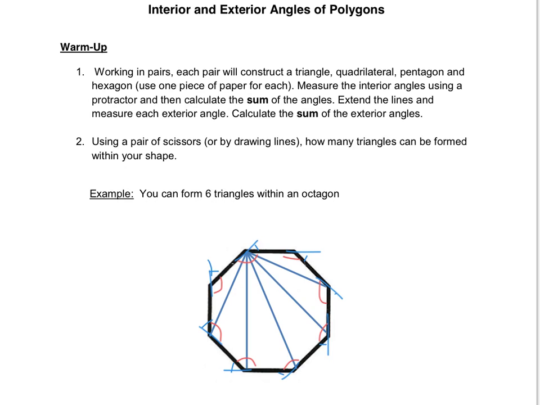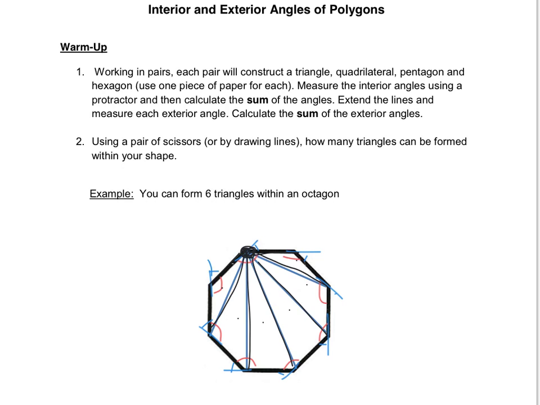And then finally, we broke each of these shapes into how many triangles could be formed within each of these shapes. So this octagon here, you can see that we started at one vertex and went to each of the other vertices to see how many triangles could be formed. So in this octagon, there's 1, 2, 3, 4, 5, 6 triangles that form this octagon.